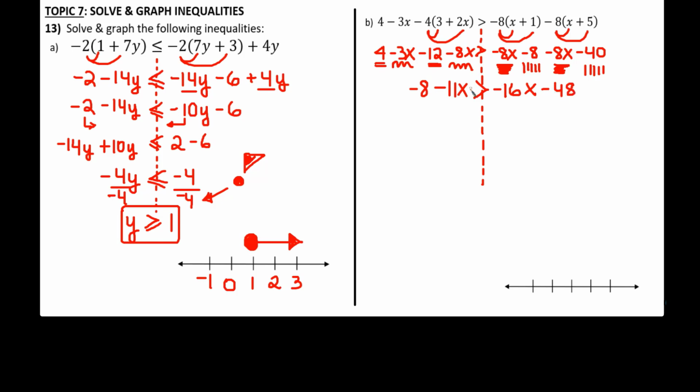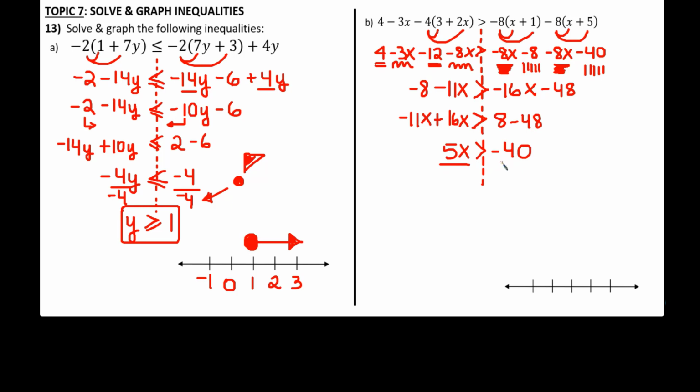All right, now it's time to move the numbers. The 8 does not have an x, so it's going to move. It becomes positive 8. The negative 11x has x, so we're going to bring it down. The negative 16x has x, so we're going to move it to this side, positive 16x. The negative 48 we're going to bring down. Now, negative 11 plus 16 is 5x. And 8 minus 48 is negative 40.